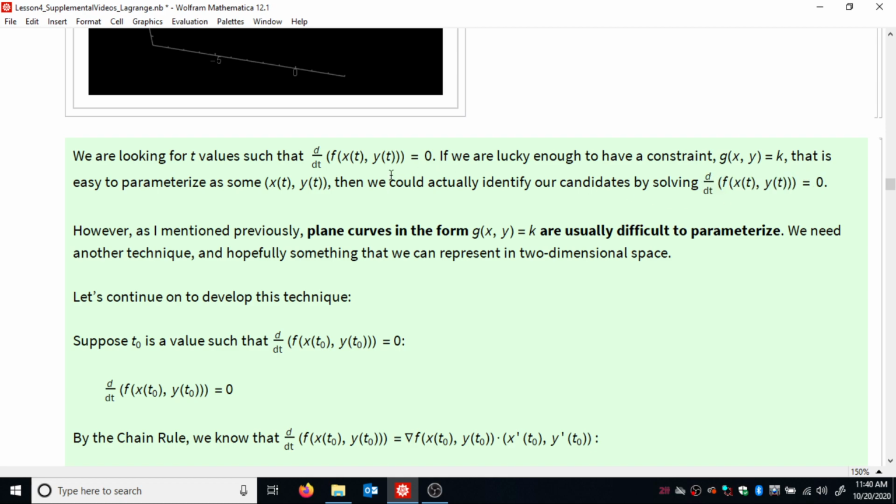But the reality here is curves of the form g(x, y) equals a constant are oftentimes difficult to parameterize. They're not always ellipses and circles. Sometimes we have things that are difficult, if not impossible, to parameterize using the techniques that we already know. So we really want another technique that allows us to leave our curve in g(x, y) equals k form, in xy form. We don't want to have to parameterize.